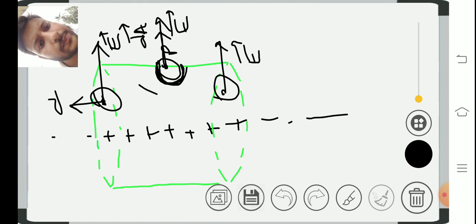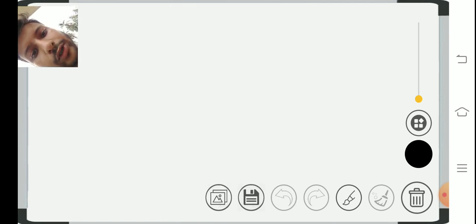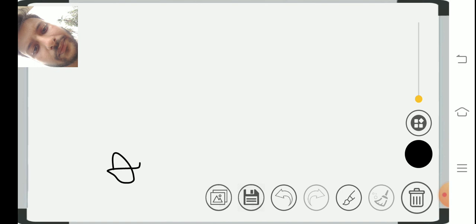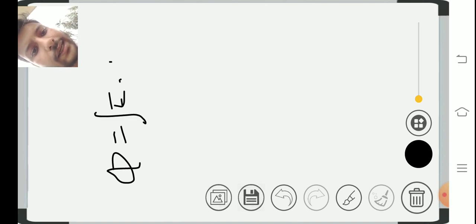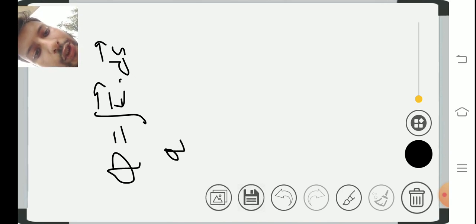Only this point is contributing towards giving us flux. Okay, so let me delete this. We know from Gauss theorem that flux phi is the integration of E dot dS. Clear? E dot dS, and there should be a vector sign since we are using the dot product. So phi means Q by epsilon naught.